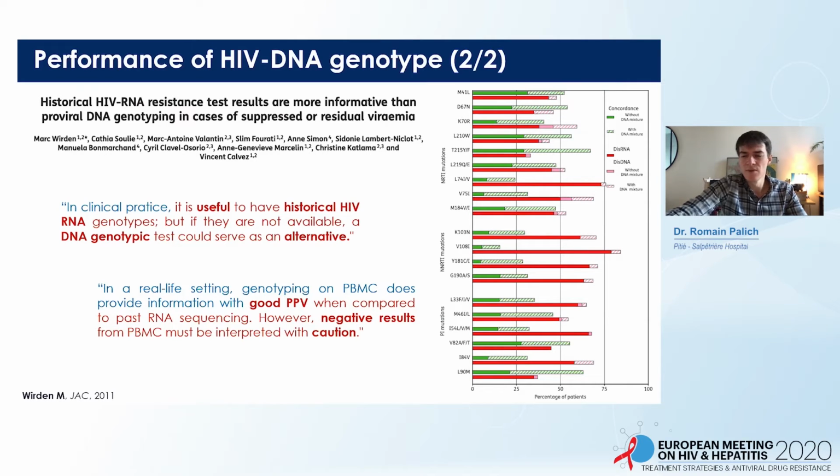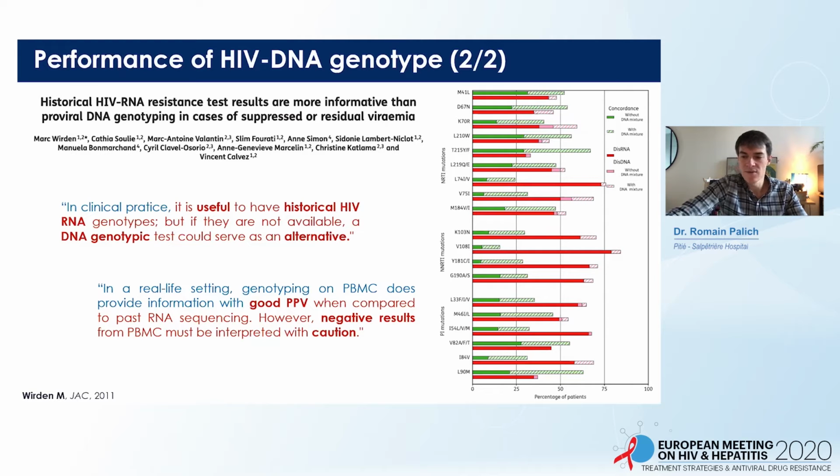So today, most teams agree that in clinical practice, it's more useful to have historical RNA genotypes. But if RNA genotypes are not available, a DNA genotype could be an alternative. Indeed, DNA genotypes seem to have a good positive predictive value when compared to past RNA sequencing, but negative results from PBMC must be interpreted with caution.